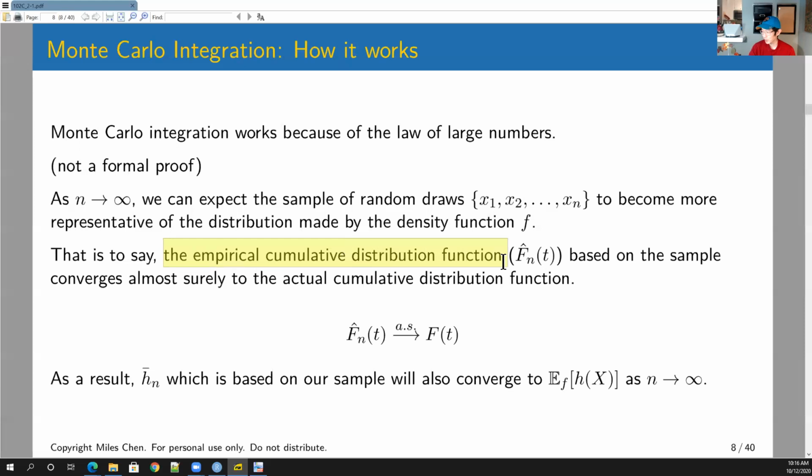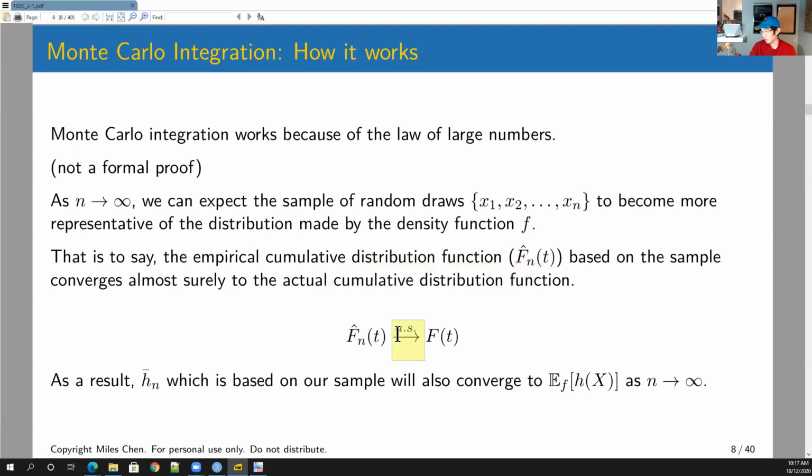Okay, and technically, a little bit more formally, it means the empirical cumulative distribution function, and we'll talk about what exactly this is. The empirical cumulative distribution function is given by big F hat sub n. So this is big F hat, the estimate of big F. If little f is your density function, big F is your cumulative distribution function. So it's the empirical cumulative distribution function, or the estimate of it based on your sample, and that converges almost surely to the actual cumulative distribution function.